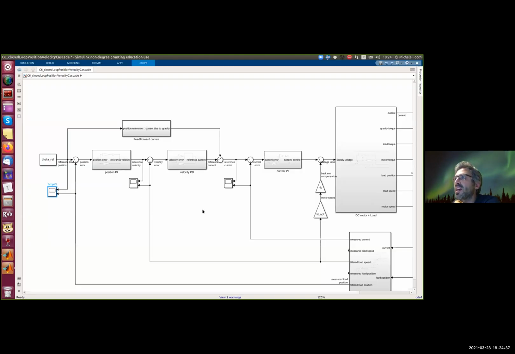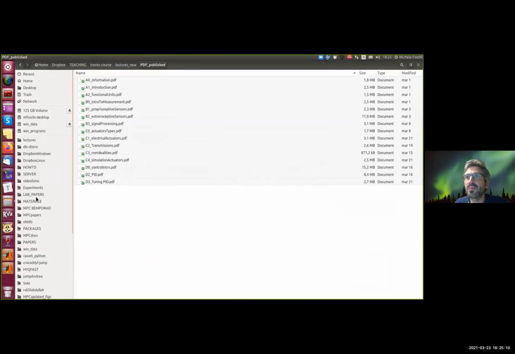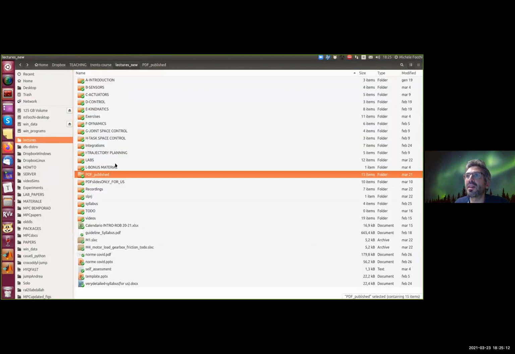Now, as a last exercise, instead of a constant reference, we want to compute a time varying reference, so a trajectory, because, for example, we want to move our robot arm from one point to the other. So we need to give a reference position for the joint of the robot that is going from the actual position of the joint to another reference position. And to do so, we want to create a trajectory. How does this trajectory look like?